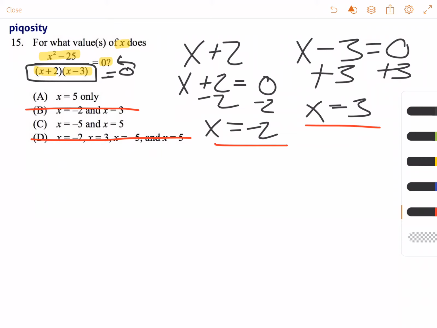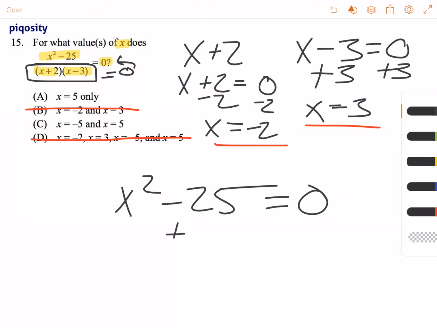Now if we have 5 going on, that's okay because 5 plus 2 is 7, 5 minus 3 is 2, so that doesn't matter, those are okay. So we're looking at 5. So now we're looking at the top part. So if this is equal to 0, that does help our answer.